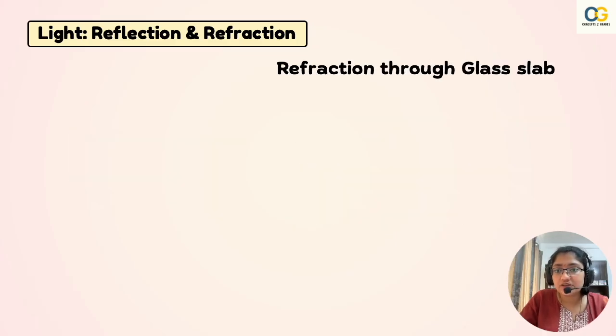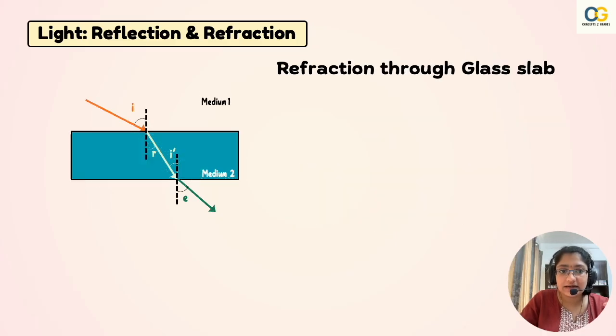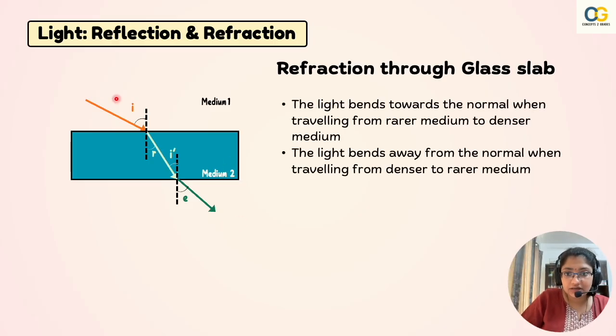Coming to refraction through a glass slab. If I take a glass slab, previously we closed it and ensured that the light stays in this medium and never came out of it. The next part was opaque. So now we're taking a glass slab and seeing how it changes if light goes from medium 1 to 2, then back from 2 to 1. Here we observe that light will bend towards the normal when it travels from rarer medium to denser medium, and light will bend away from the normal when it travels from denser medium to rarer medium.